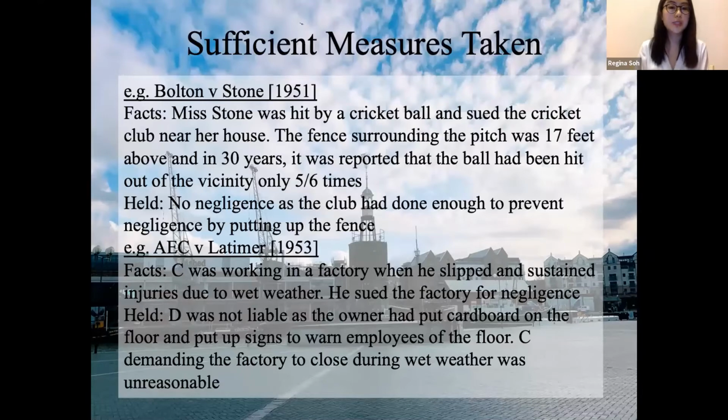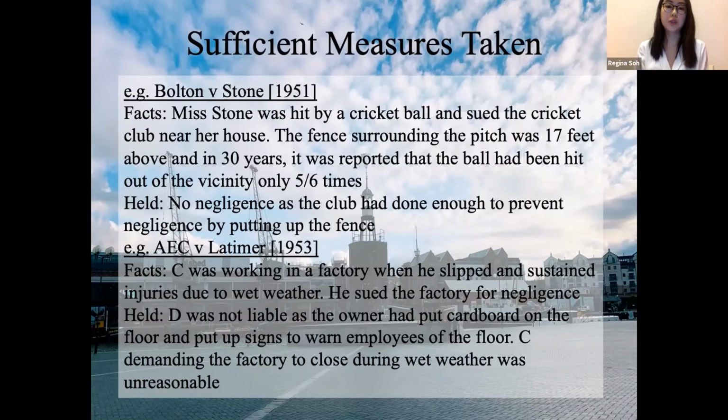And I'll go through these cases, and then later there's a quiz, because some of these cases are quite similar in terms of case facts. So the first case for sufficient measures taken, as I explained just now, is that if your employers take sufficient measures, they can't be liable for your injuries. So Bolton and Stone: Ms. Stone was hit by a cricket ball and sued the cricket club near her house.